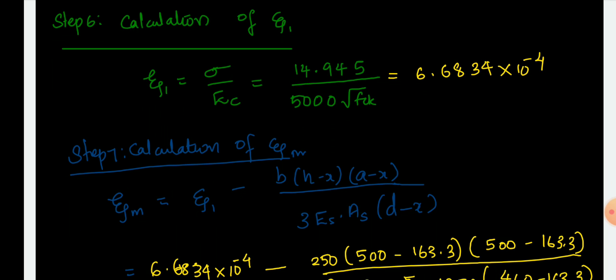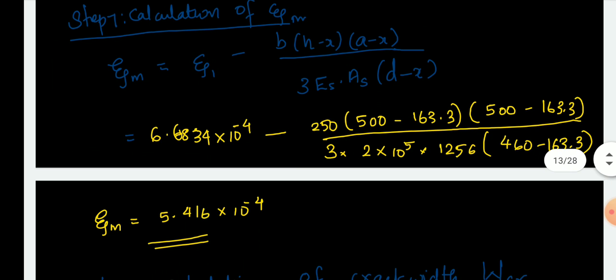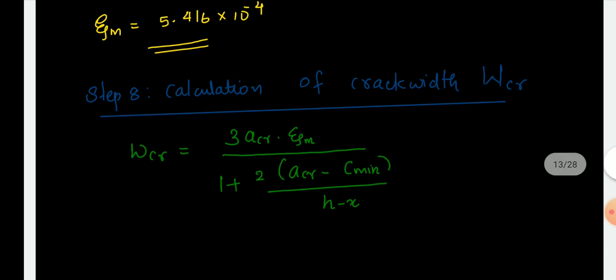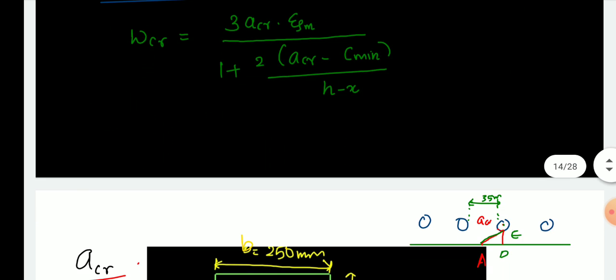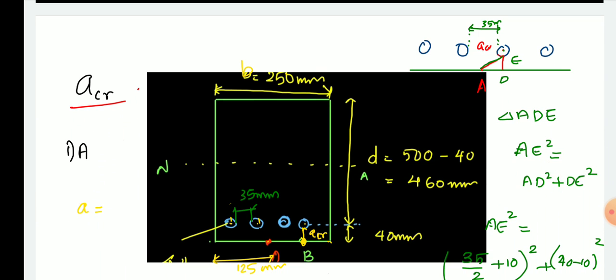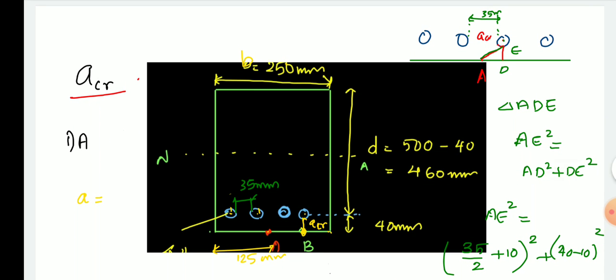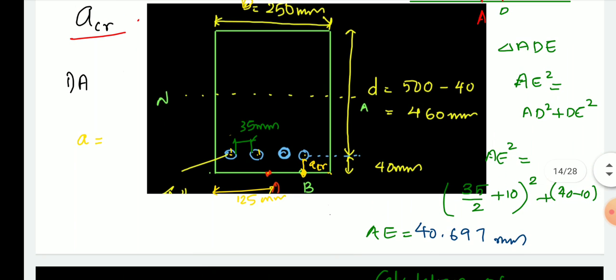Since it is strain, there will be no unit. Then next is epsilon m, that is average strain. Then on substituting you will get the value as 5.416 into 10 to the power minus 4. Next is the calculation of crack width Wcr given by this equation. This equation is given in Annex F of IS 456 2000. Then here our task is to find out acr. Acr for the first case. Okay, that's given by this equation.